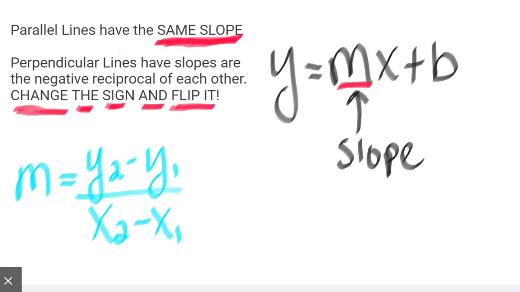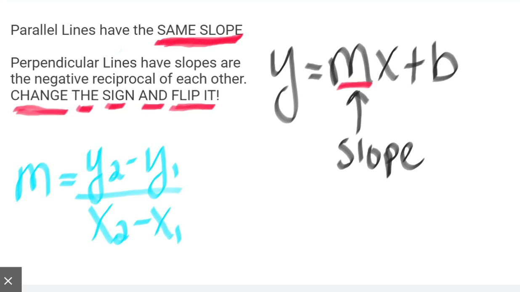Perpendicular lines have slopes that are negative reciprocals of each other. So what you need to do here is change the sign and flip it. Change the sign and flip it. So just remember that. Okay, another thing we need to remember is that when we have the equation of a line, y equals mx plus b, the m represents the slope. So just remember that number that's attached to the x represents the slope.